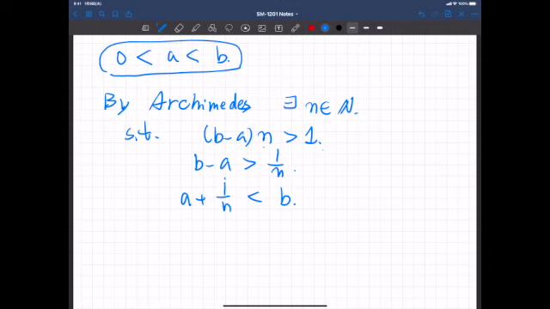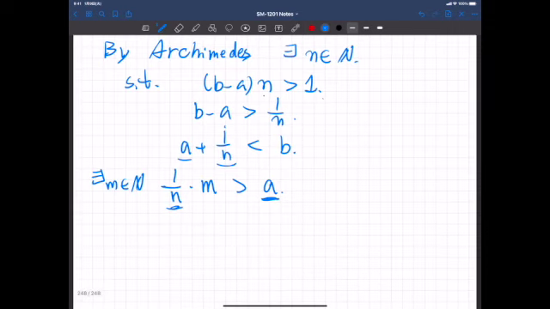We can find that 1 over n times m is greater than a. Okay, so here's another application of Archimedes principle, so this m is a natural number. We apply Archimedes principle to this number and this number, so this and this. Okay, so let's take the minimum of such m.